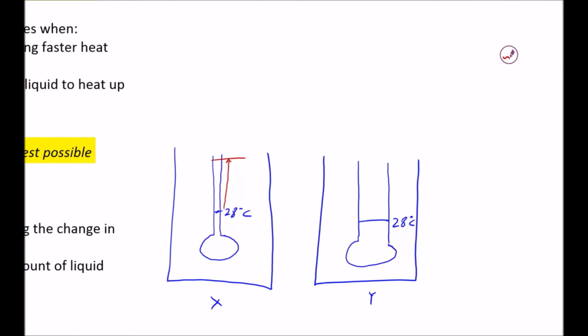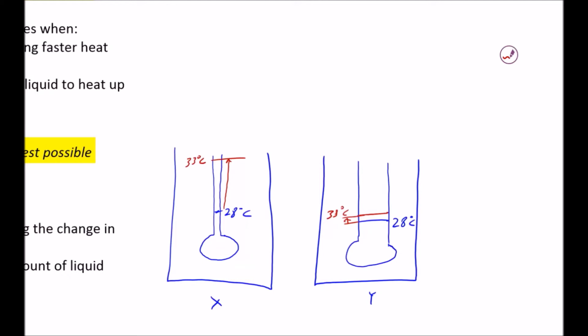So let's say it rises to this amount to read 33 degrees Celsius. For Y, the expansion only results in a small increase in the mercury level because of the larger diameter of the capillary bore. So this will rise by a bit to read 33 degrees Celsius. Thermometer X is said to be more precise than thermometer Y because it can detect smaller changes in temperature.